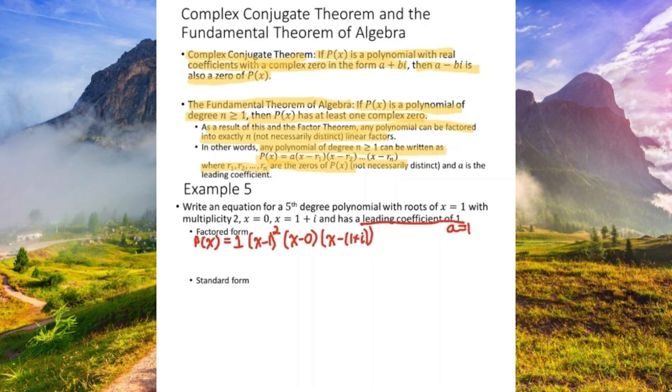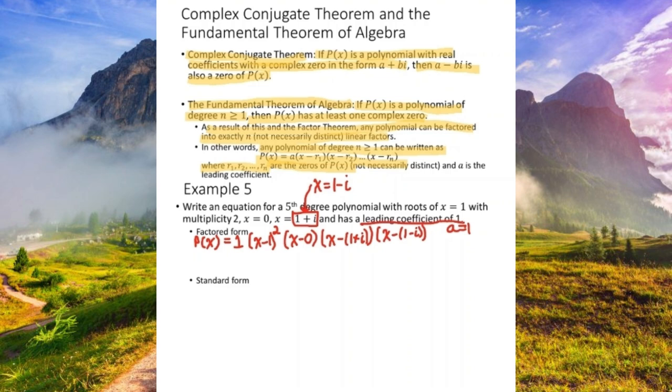Now, the problem we have is right now our p of x is a fourth degree polynomial, but the problem tells us we want a fifth degree polynomial. Well, keep in mind, we were given a complex root. We were told 1 plus i was one of the roots. So thanks to the complex conjugate theorem, the conjugate of 1 plus i, which is 1 minus i, must also be a root. So our next factor will be x minus 1 minus i. And there, we now have a fifth degree polynomial.